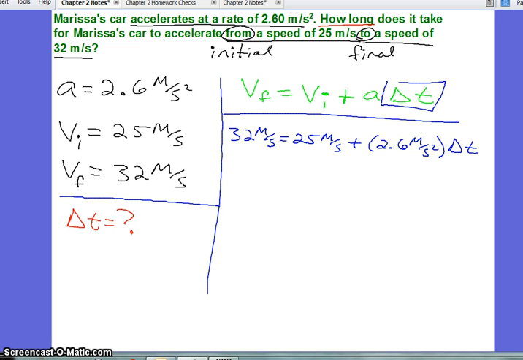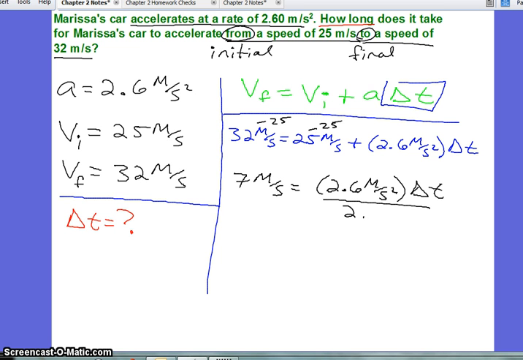Solving for this, we want to get rid of anything added or subtracted to our variable first. So here's our variable on the right-hand side. Let's get rid of the 25 on both sides. So we're left with 7 meters per second is equal to 2.6 meters per second squared times our time. And now we can get rid of the 2.6 multiplied to the time. To get rid of something that's multiplied, we divide. So divide each side by 2.6 meters per second squared.